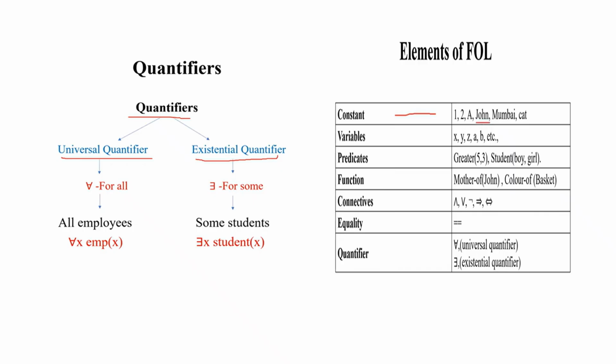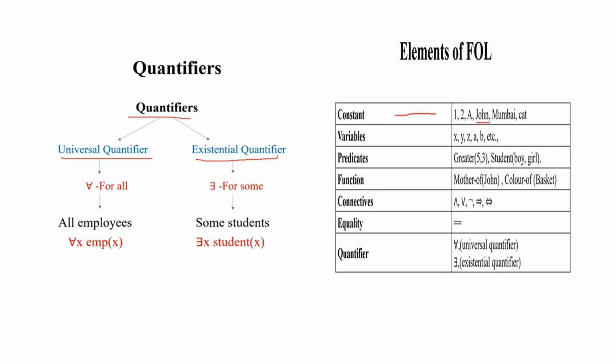We have two types of quantifiers. The first one is the universal quantifier, and the second one is the existential quantifier. The universal quantifier can be read simply as "for all." The existential quantifier can be read as "there exists," which we can call "for some."